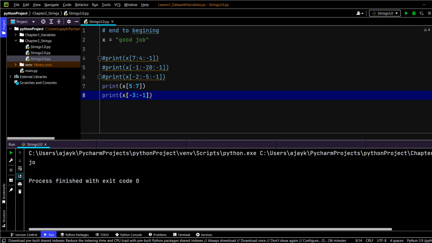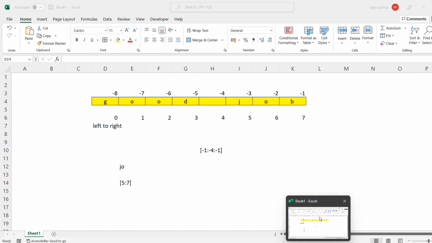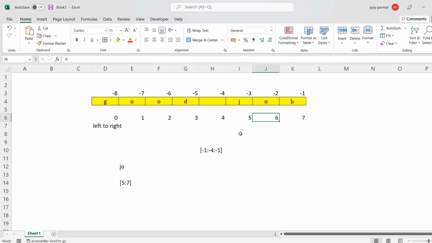Whether you do 5 to 7, or you do -3 to -1, in both scenarios you're always moving left to right, isn't it? Like here also, we were going in this way. So we don't have to write the another parameter, the third parameter.